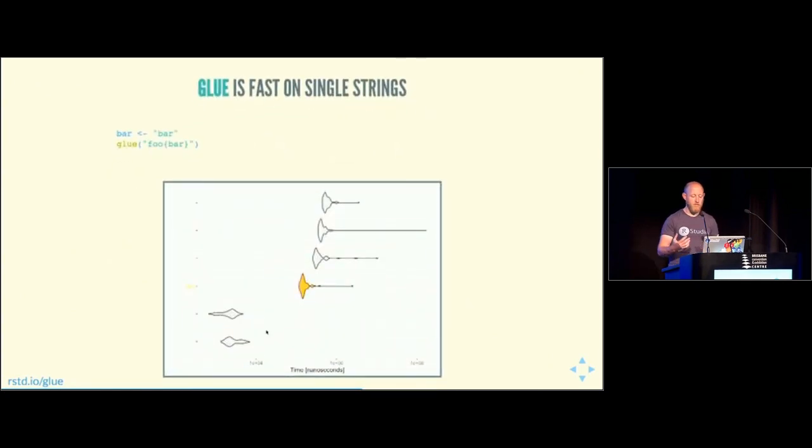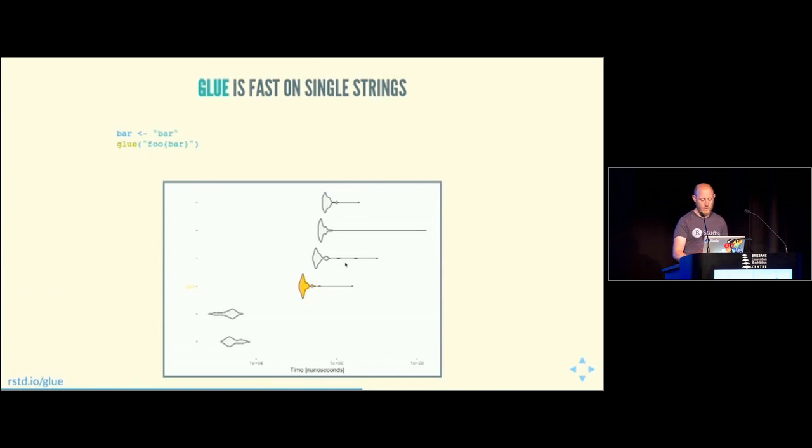So glue is fairly fast on single strings. Glue is the orange here. And this benchmark is basically just doing the most simple thing you possibly can, taking a single value and inserting it into a string. And these 2 down here that are faster than glue are paste0 and sprintf, the functions defined in base R, and all of these other ones are other functions doing similar things to glue defined in packages.